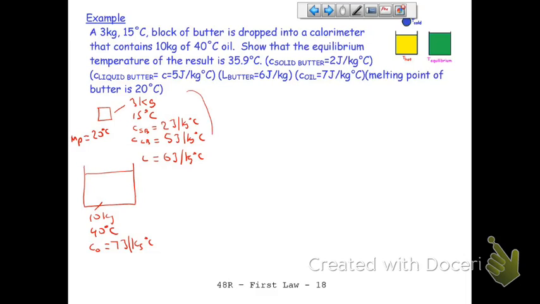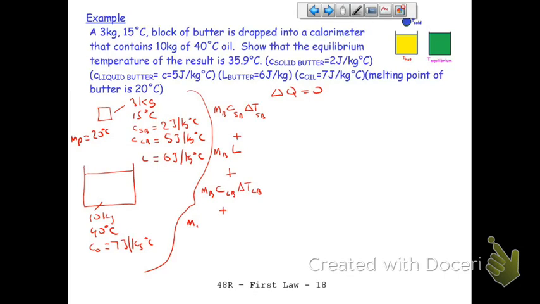I say delta Q equals 0. I'm going to get the mass of the butter times specific heat for solid butter times the temperature change for the solid butter, plus the mass of the butter times the latent heat for butter, plus the mass of the butter times specific heat for liquid butter times the temperature change for liquid butter, plus the mass of the oil times specific heat for oil times the temperature change for the oil, equals 0.